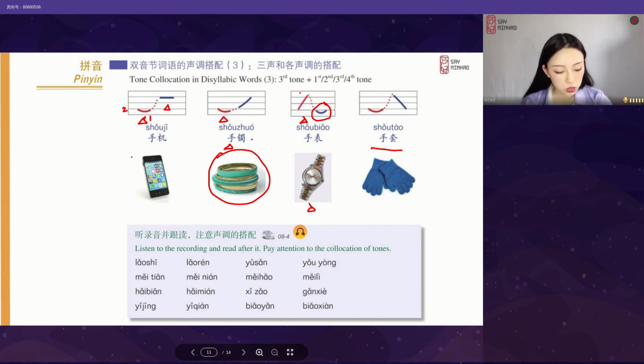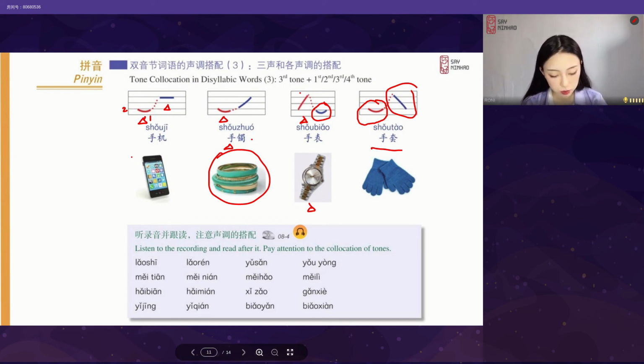Okay, last one. 手套. We can see this one for 手套. This 手 is still half third tone, right? And 套, fourth tone, nothing special. Read after me, please. 手套. So for this one, third tone with other tone, we should pay attention to if we should change it into half third tone. And when there are two third tones together, please pay attention to the tone sandhi.